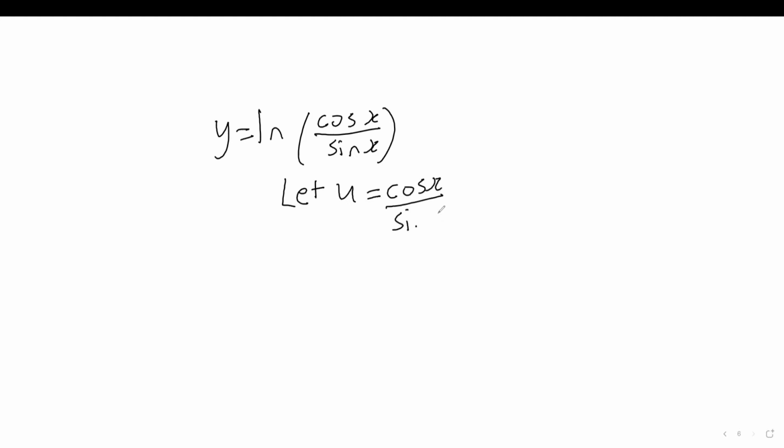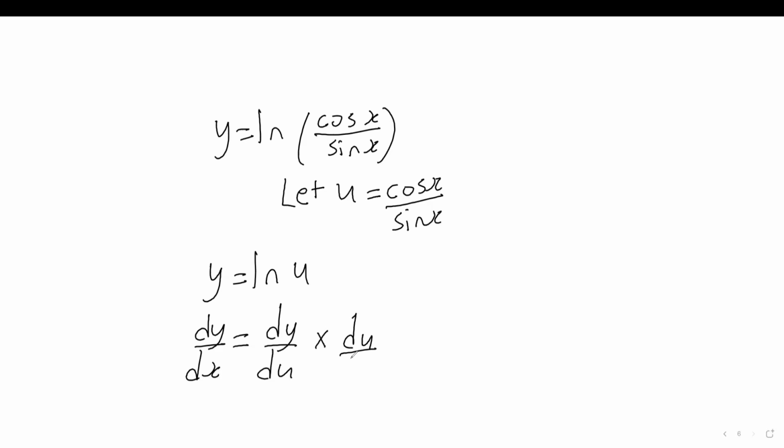So y is equal to ln of cos x over sine x. All right, so call this u. So let u be equal to cos x over sine x. So what we have then is y is equal to ln u, and so dy by dx is going to be equal to dy by du multiplied by du by dx. Now dy by du is, when we differentiate ln u, we get 1 over u, multiplied by du by dx.